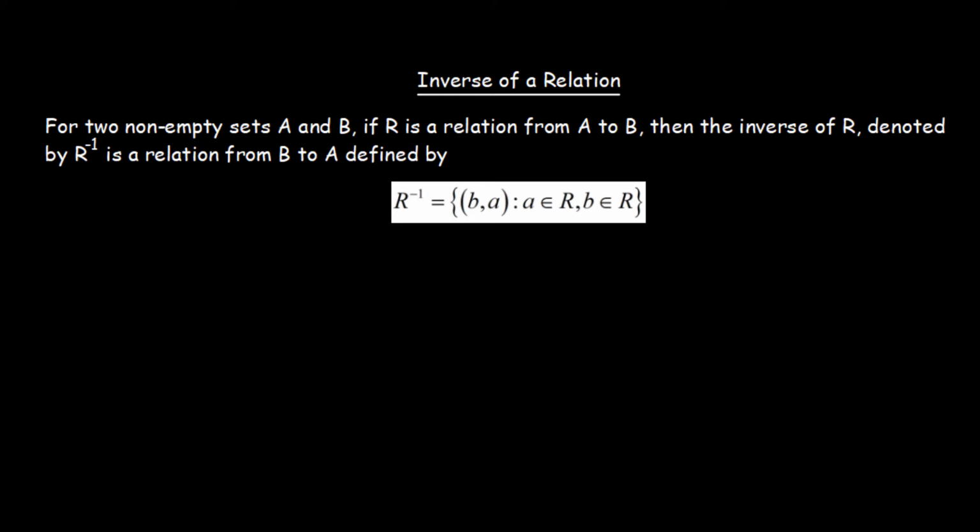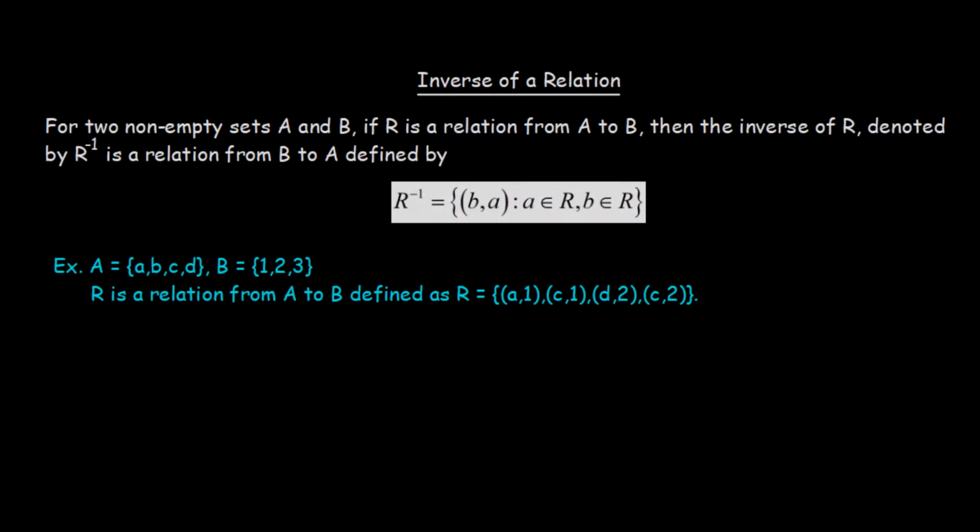Let's understand this with the help of an example. Let us consider two non-empty sets A and B with some values given by. Set A has the elements a, b, c and d, and set B has the elements 1, 2 and 3, and the relation R going from A to B is given by four ordered pairs: (a,1), (c,1), (d,2) and (c,2). Let's try to find out first the domain and range of relation R.